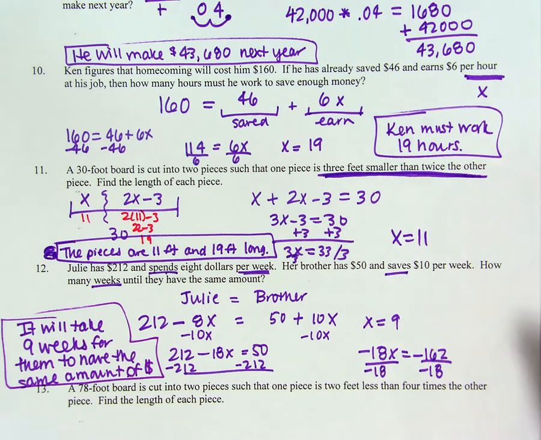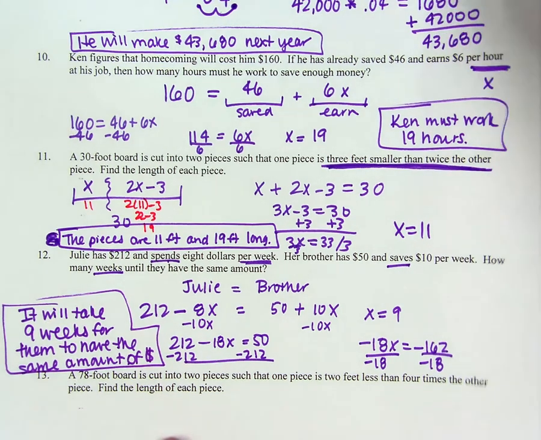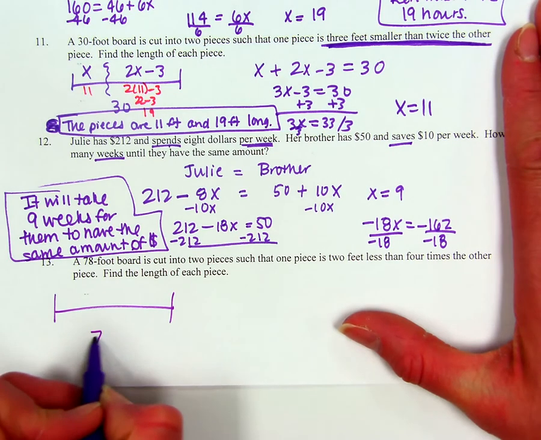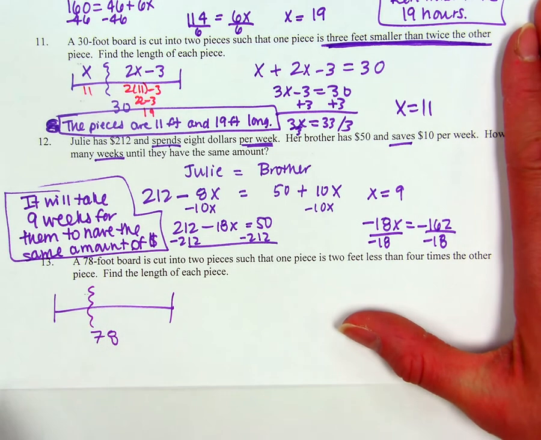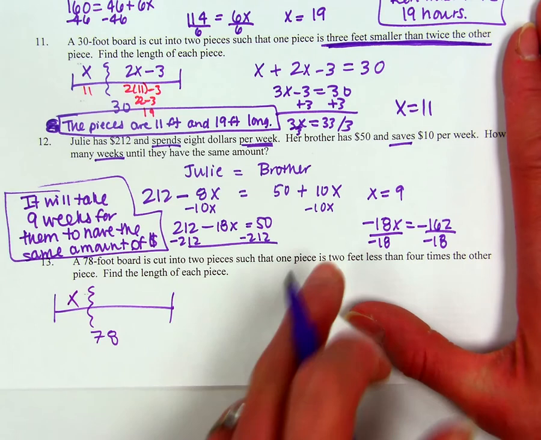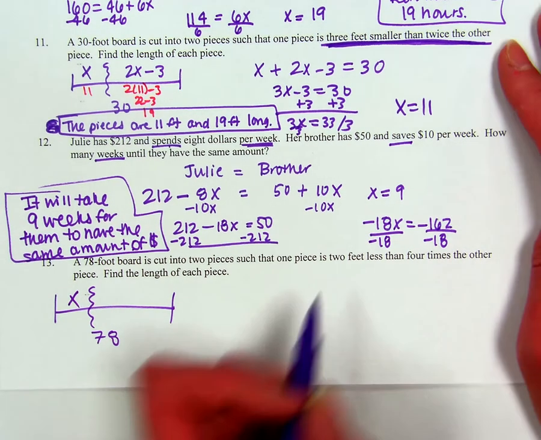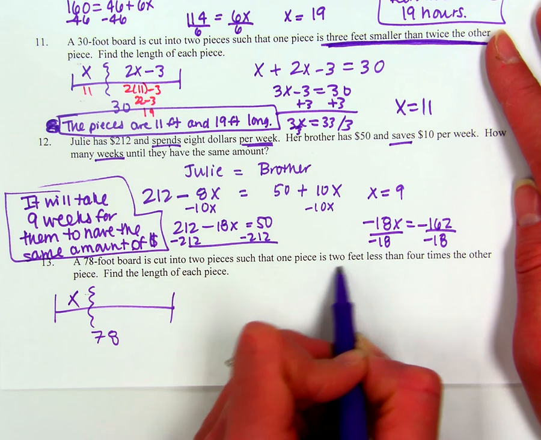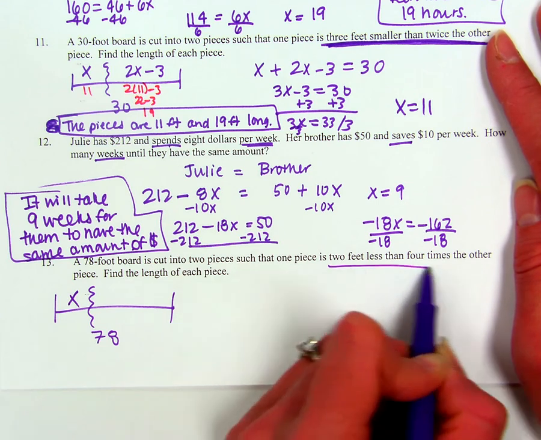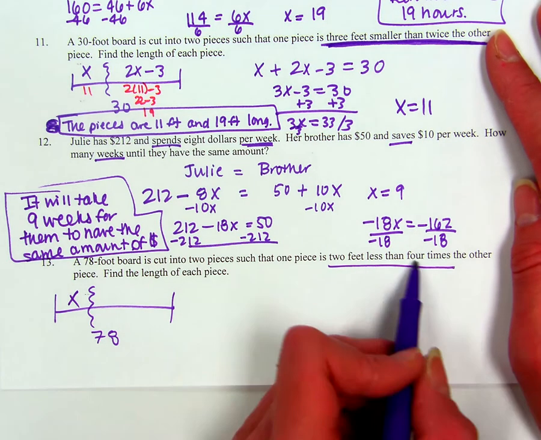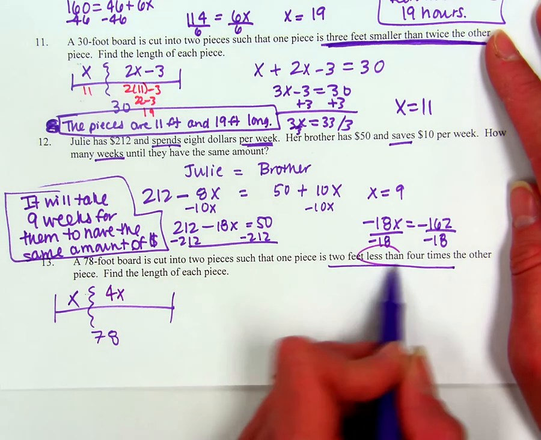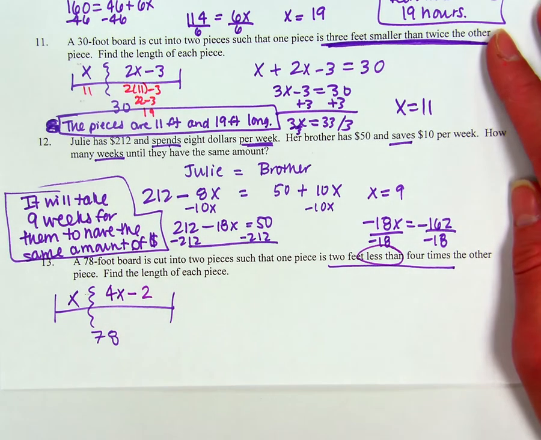Okay, and then our last problem is just like number 11. So you've got a 78-foot board. It's cut into 2 pieces. Remember, one of your pieces has to be x. Then read your problem to figure out what the other piece is. One piece is 2 feet less than 4 times the other. Okay, 4 times the other tells me I want to do 4x. Less than tells me I want to subtract that 2.